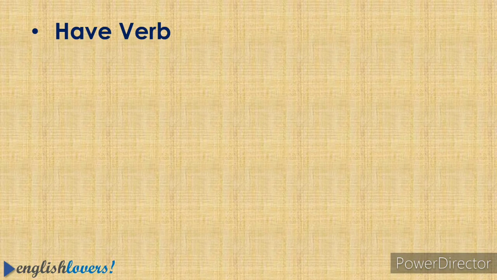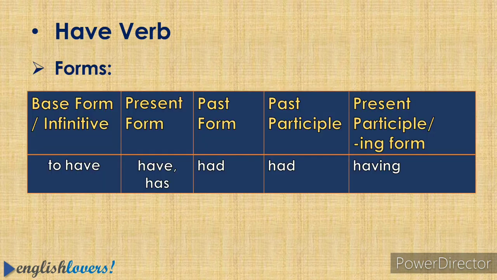Now next is the verb have. Again we are going to study the forms of this verb have. Again there are 5 forms. Base form or infinitive form is to have. In the present form there are 2 verbs of have, they are have and has. We know that I have, we have, you have, he, she, it has, they have.